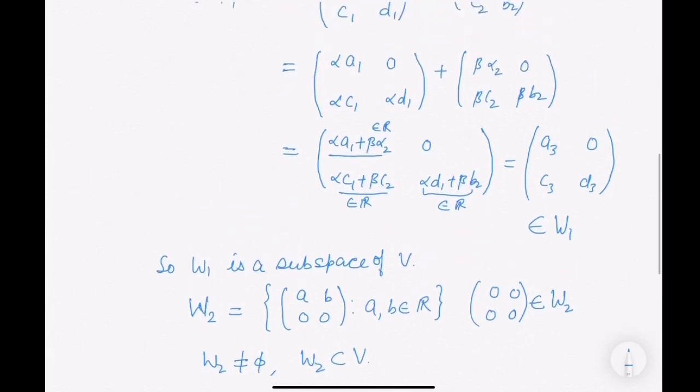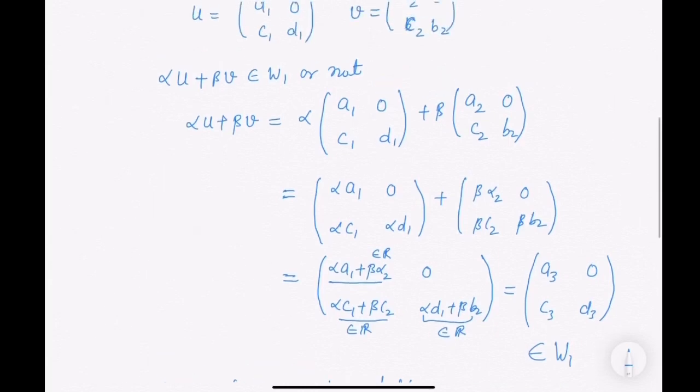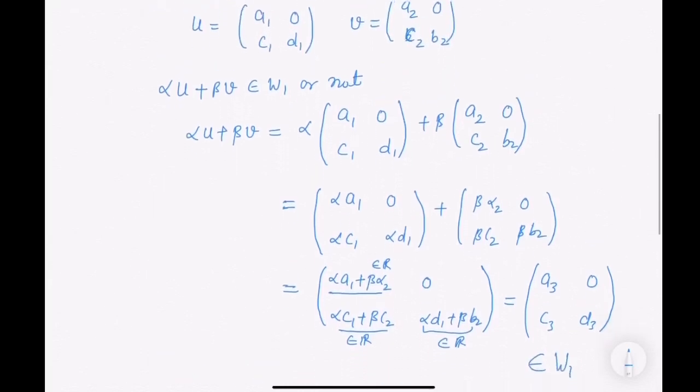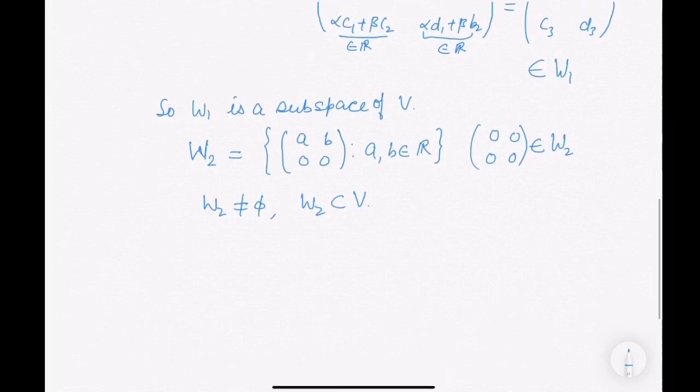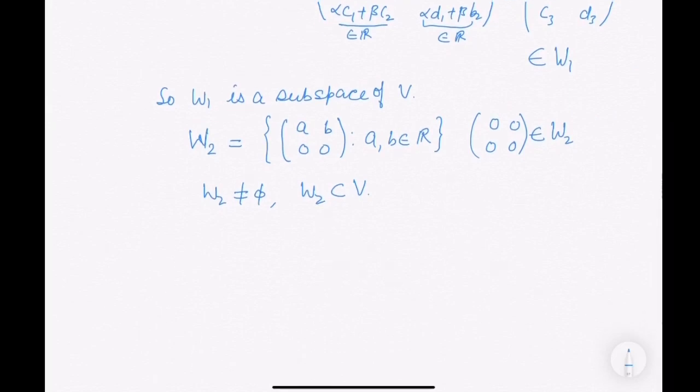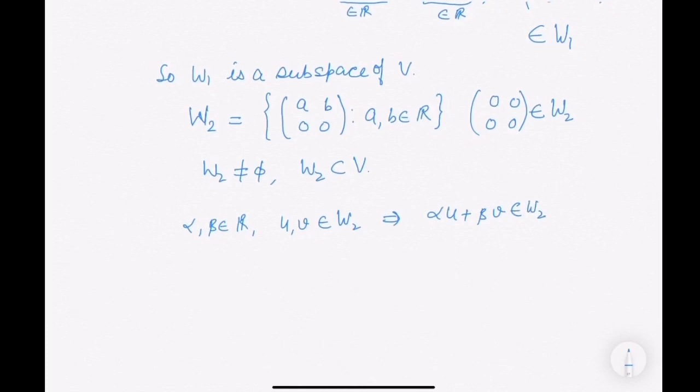In a similar pattern as we have done for W1, you may check that for alpha, beta belonging to field R and U and V any two elements belonging to W2, it implies alpha U plus beta V belongs to W2. If this happens, then W2 is a subspace of V.